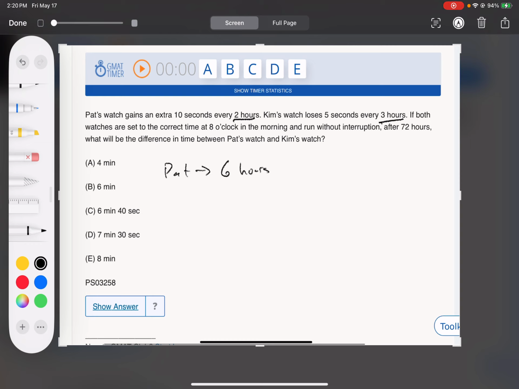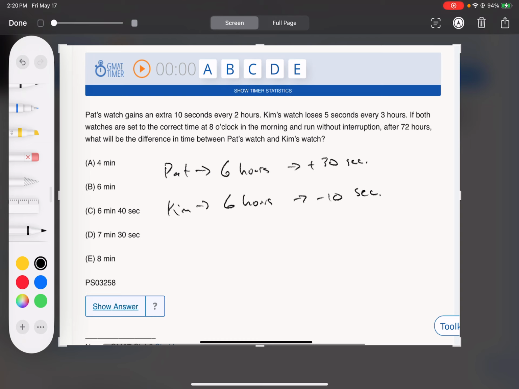Pat loses or gains 10 seconds every 2 hours, and 6 hours would be plus 30 seconds. That's just 3 2-hour periods. Kim, every 6 hours, will lose 10 seconds. That's 2 3-hour periods. It's going to lose 10 seconds in total.